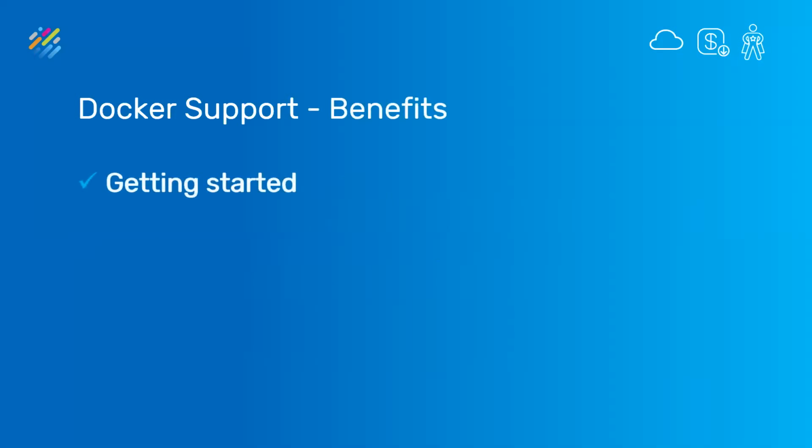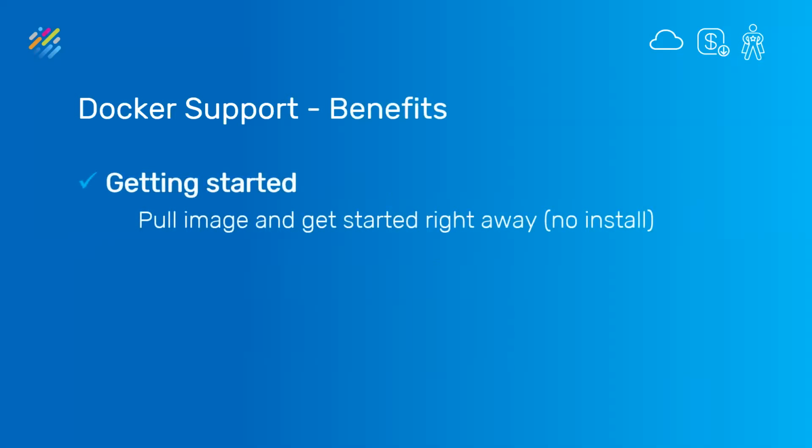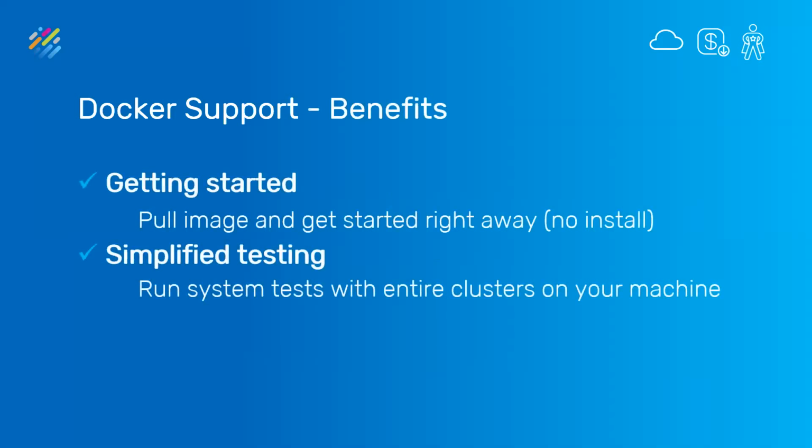So what are some of the benefits of using Docker? Well, first of all, it's very easy to get started with the product. Instead of downloading Zap and installing it, you can just do a docker pull GigaSpaces Zap and get started right away with no installation at all. The second thing is that it simplifies testing. If you want to do complex system tests with entire clusters and test scenarios like disconnect or failover, you can run those tests on a single machine, in fact, even on your own laptop. And then you can start and stop Docker instances and test the system behavior.